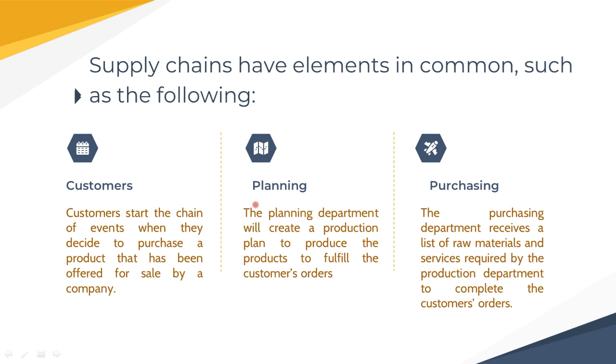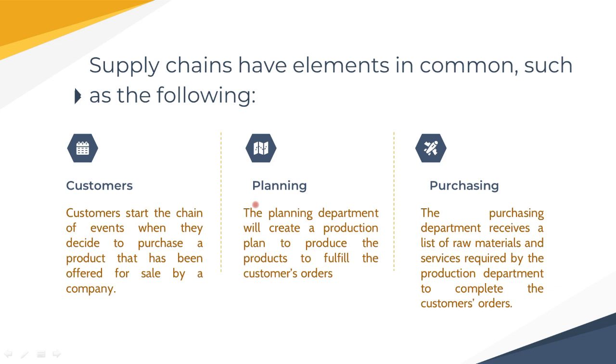Number 2 is the planning. The planning department will create a production plan to produce the products to fulfill the customer's order. So pag nalaman na natin na merong demand coming from the customers, now we need to plan. Sa pagpaplano natin na to, naka-involve dito yung tinatawag nating manufacturing. We have to manufacture the products and then the company will have to purchase the raw materials needed. So bago tayo makapag-produce ng isang product, bago tayo makapag-manufacture, most likely kailangan natin bilhin yung mga raw materials para ma-produce natin yung isang goods or isang product.